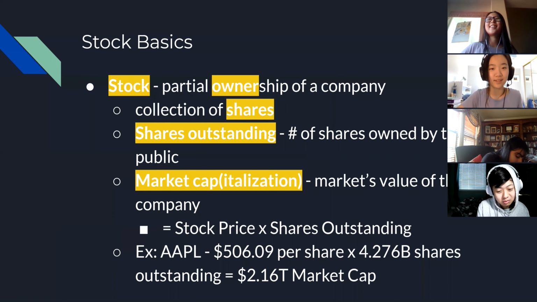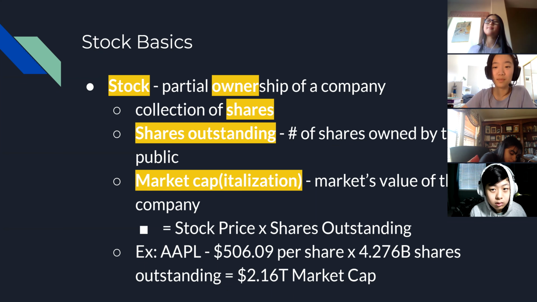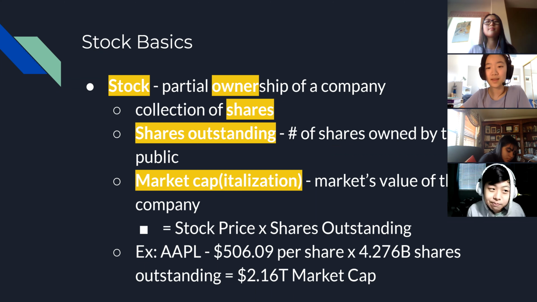Hi. All right, so the basics of stocks. When you're buying a stock from a company, you're basically buying partial ownership of that company. And stocks are also a collection of shares, which is the capital or money of a company divided into small pieces. Shares outstanding is the number of shares owned by the public, and this number can fluctuate wildly. Market capitalization, or market cap, is the market's value of the company, basically the total value of all the company's shares of stock. And you can calculate this by multiplying stock price and the shares outstanding.